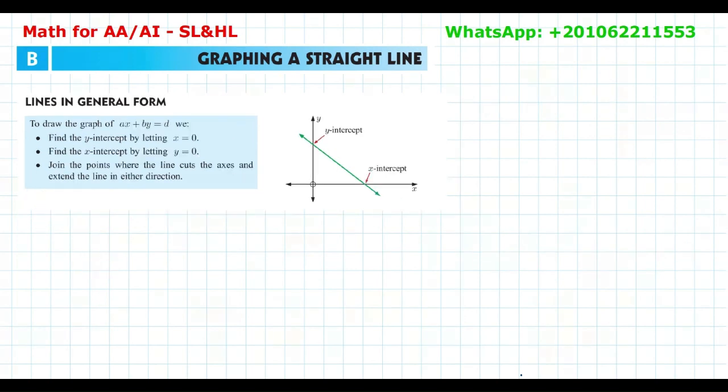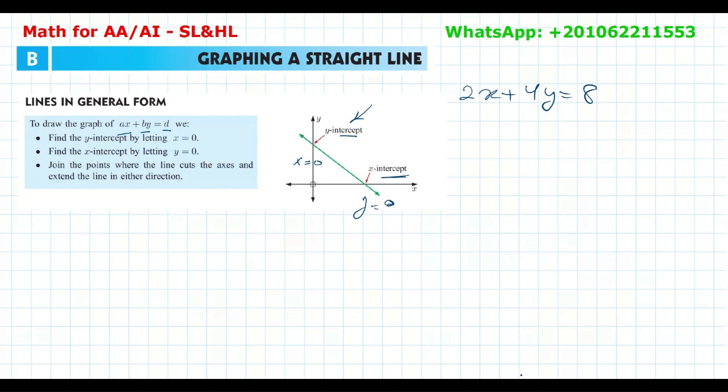The second method, you're going to use the general form. If you have ax plus by equals d, you can find the y-intercept by letting x equal 0. To find the y-intercept, you put x equals 0 in the equation and solve for y. And to find the x-intercept, you use y equals 0 in the original equation. For example, 2x plus 4y equals 8.